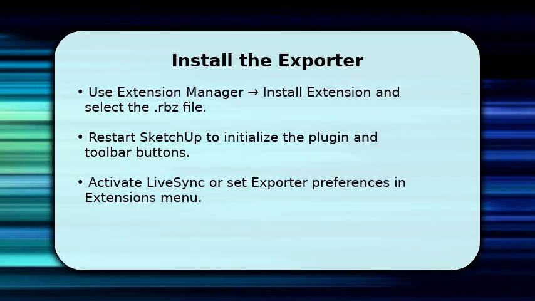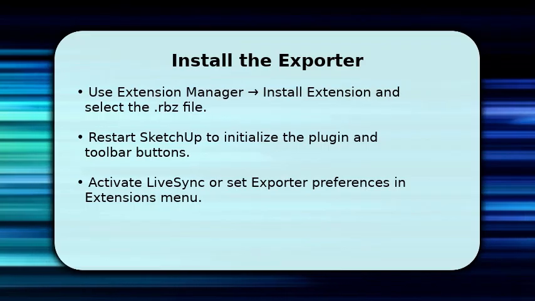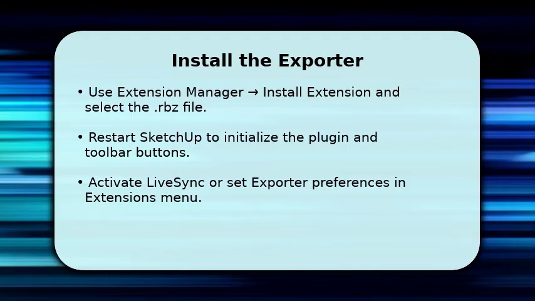This step copies scripts into SketchUp's plugins folder. Once installed, restart SketchUp so the new toolbar and menu items load cleanly. After restart, open Extensions > Lumion Live Sync or Lumion Exporter and configure any paths or preferences. This tells the plugin where to export files and which units to use.